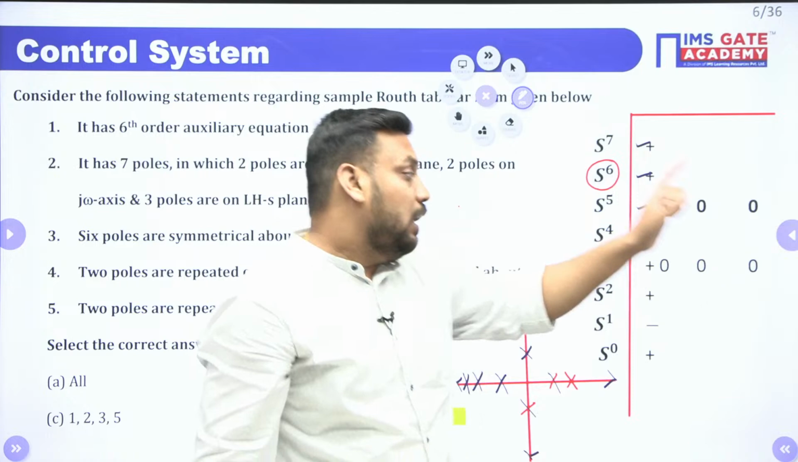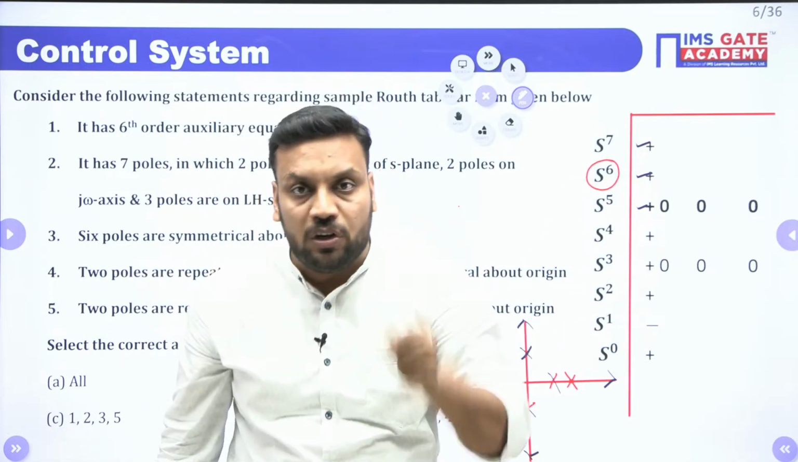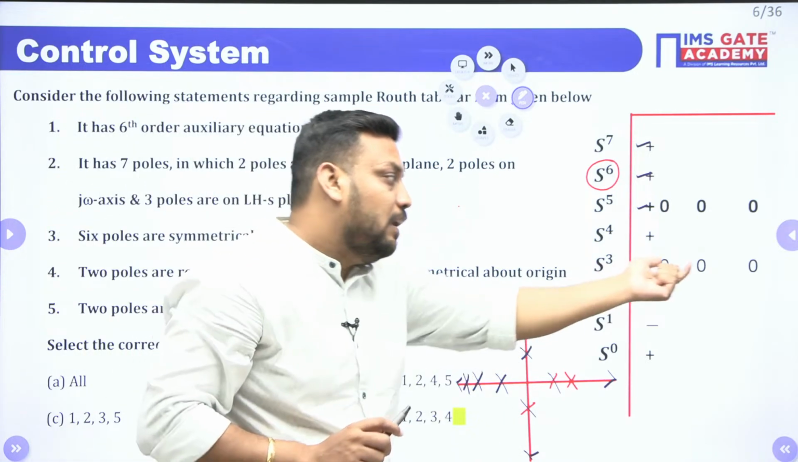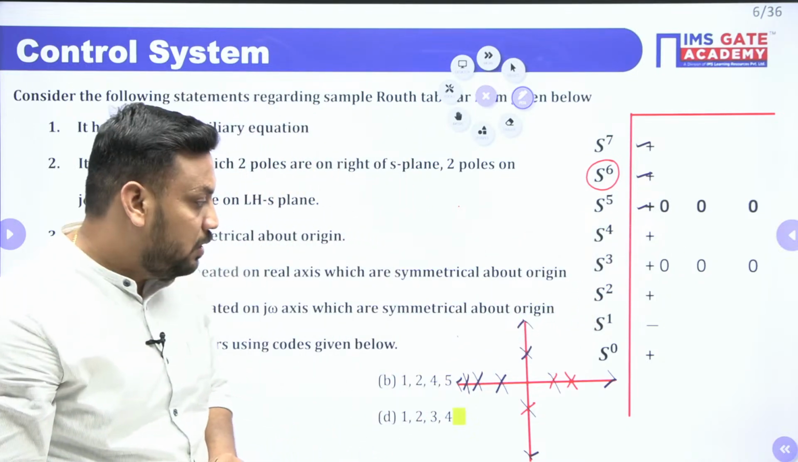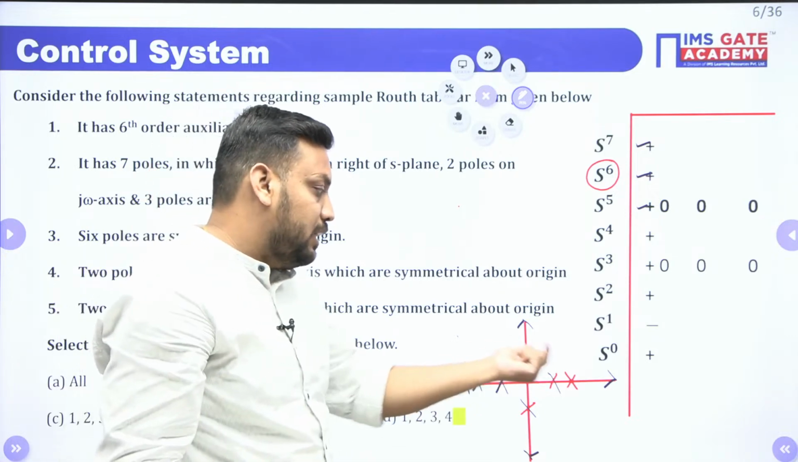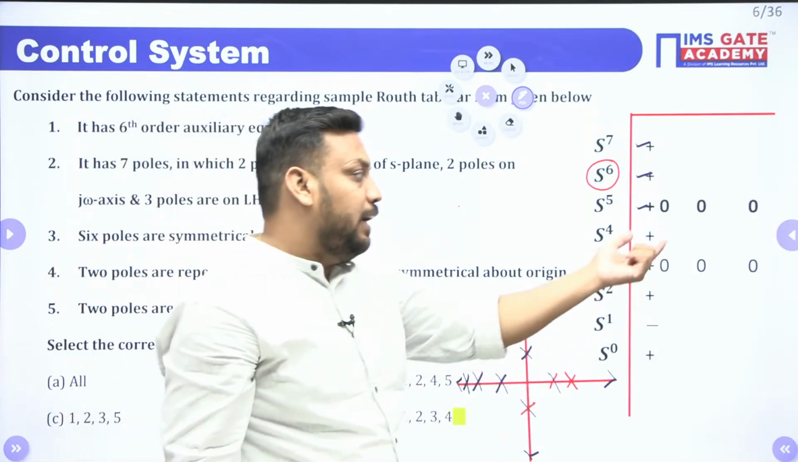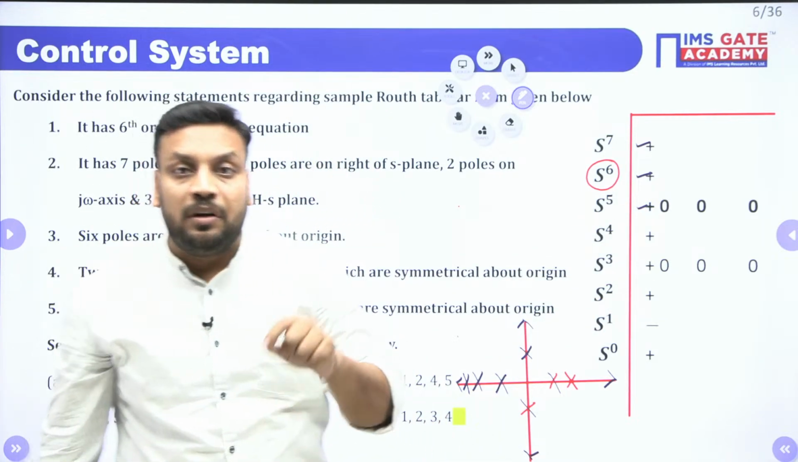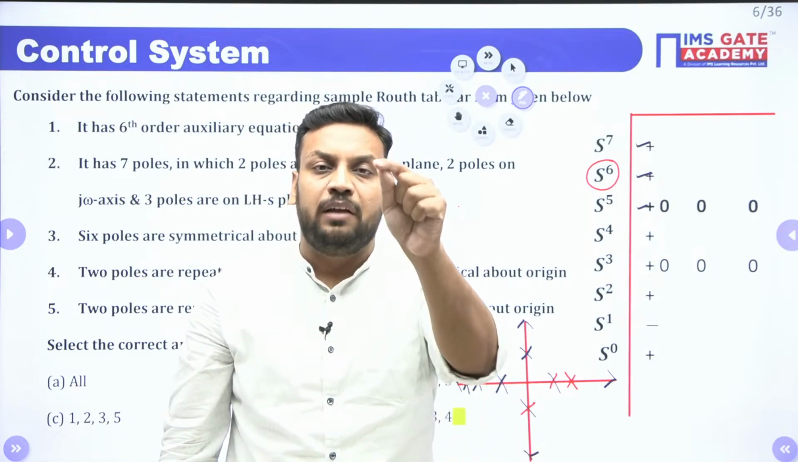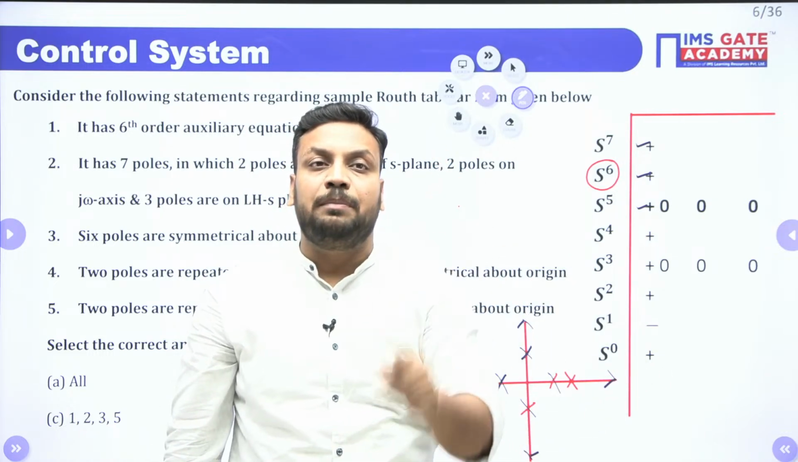As I told you, the 2 rows of zeros concept I will consider in this 4th step. Till now, 3. Now the 4th step says that we have 2 rows of zeros. I am telling you guys, if the examiner asks about the LHS roots, then 3, RHS roots 2, imaginary roots 2. But here the concept says that there are 2 rows of zeros. As I told you just before, whenever a row of zeros occurs more than once, it indicates not only symmetrical roots, it indicates repeated symmetrical roots.